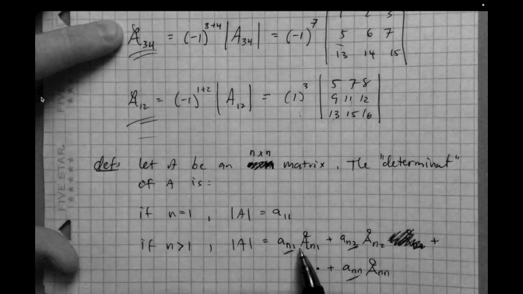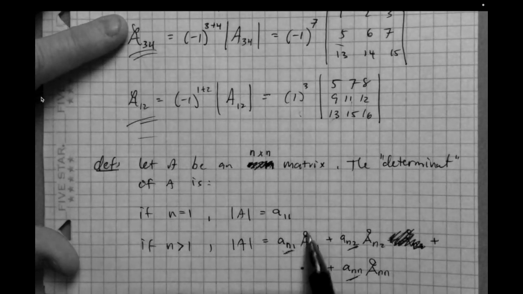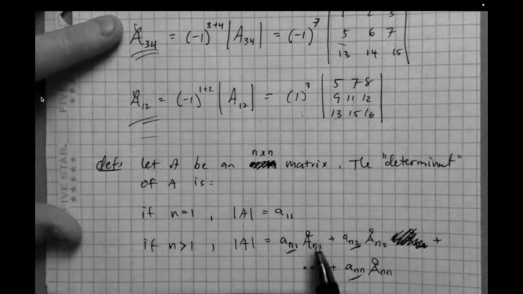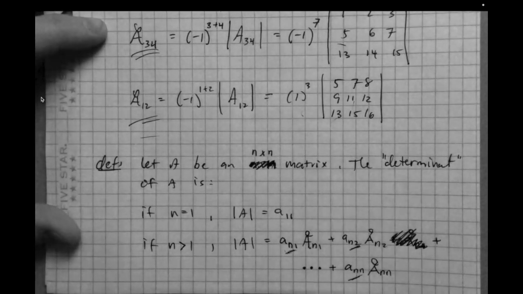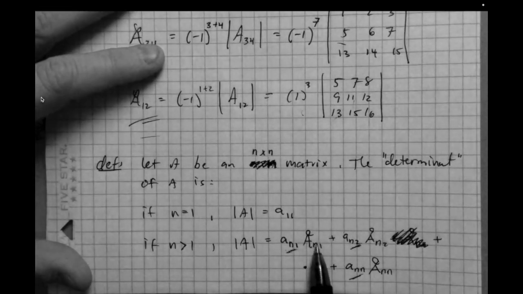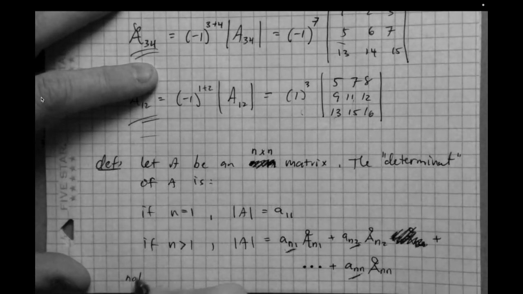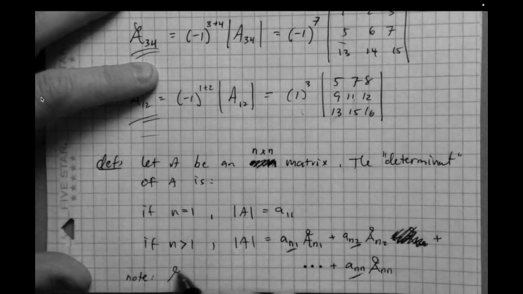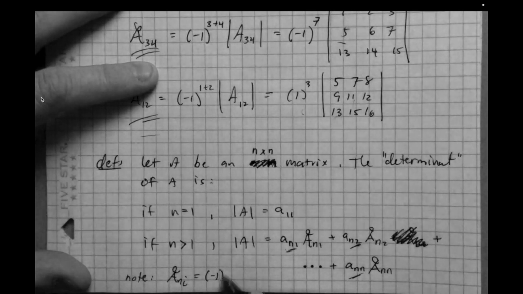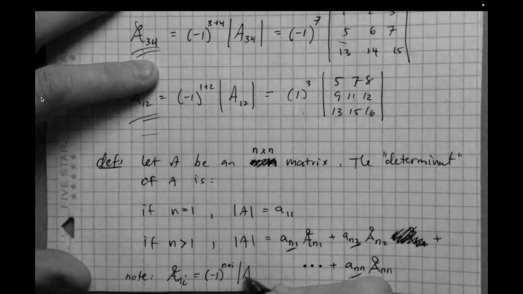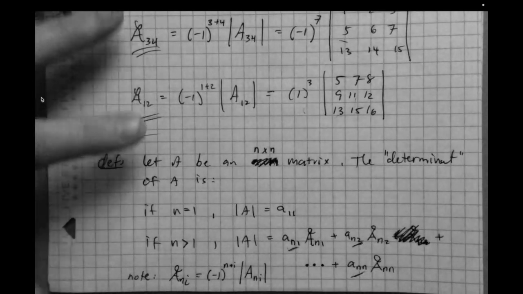And then what is this A_n1, this cursive script A_n1? That is the minor, right? The determinant of, or sorry, that's the cofactor expansion. Yeah, sorry about that. Right, so note that the cofactor A_ni is equal to -1 to the n plus i times the determinant of the A_ni submatrix.